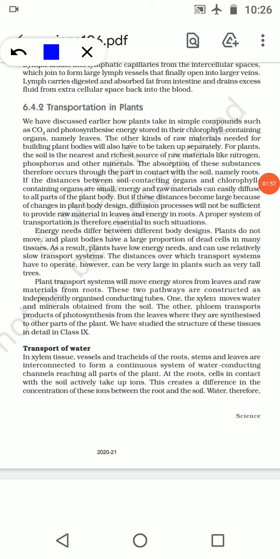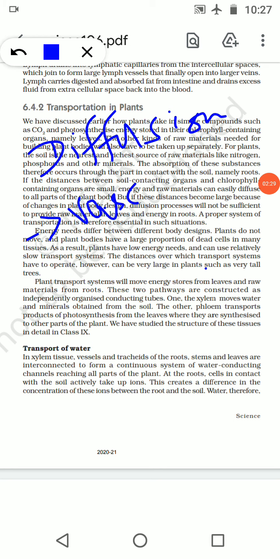So the root is here. If the distance between the soil-contacting organ and the chlorophyll-containing organ is very small, then simple diffusion can be done. But if it is large, we need some special mode of transport. For that, we have a specific vascular system.